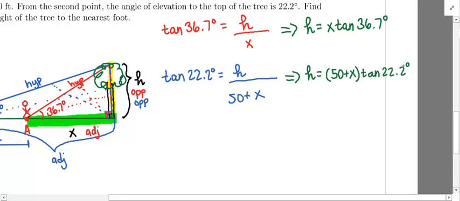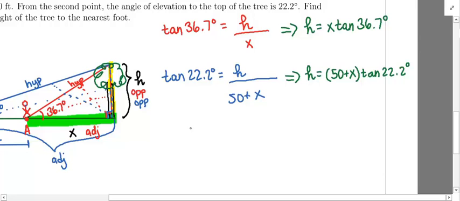Okay, why am I doing this? Because now I have two different calculations for H. Both the quantity X times the tangent of 36.7 degrees and the quantity 50 plus X all times the tangent of 22.2 degrees, both of those quantities have to be equal to H. Since they're both H, I'm going to set them equal to each other.